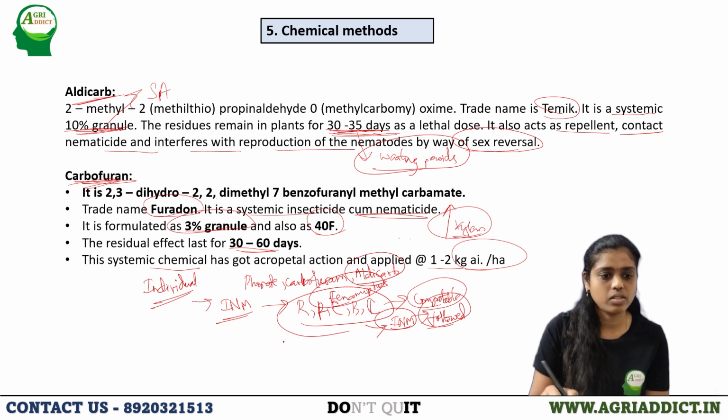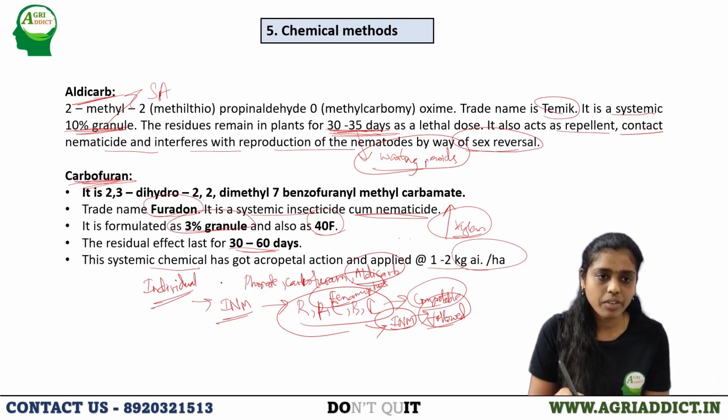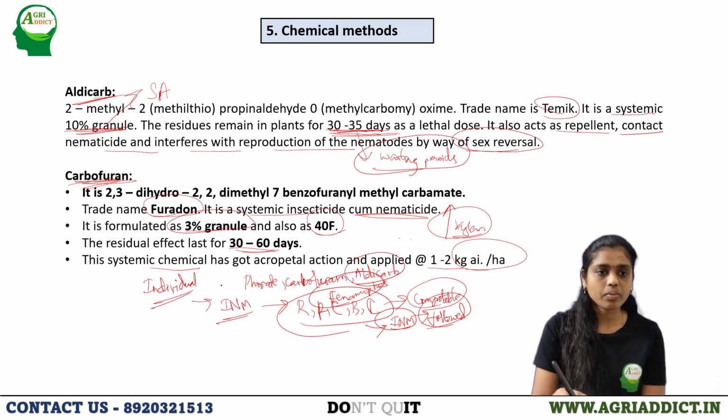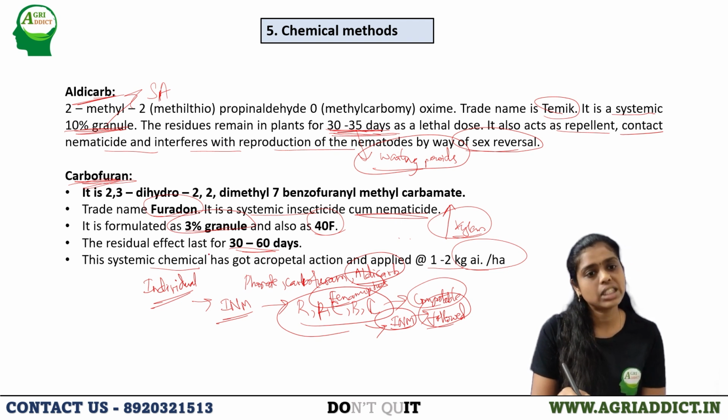So from the JRF point of view or any exam point of view, you have to remember the different concepts: cultural methods, what cultural methods can be applied for nematodes and some of the antagonistic crops, some of the chemicals used as nematicides for the control of nematodes, and for physical controls, what kind of methods come under physical methods.